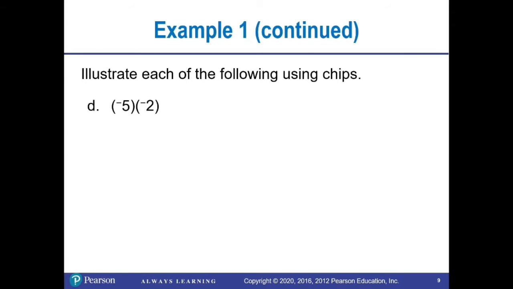Look at part D. Here we have negative 5 times negative 2.